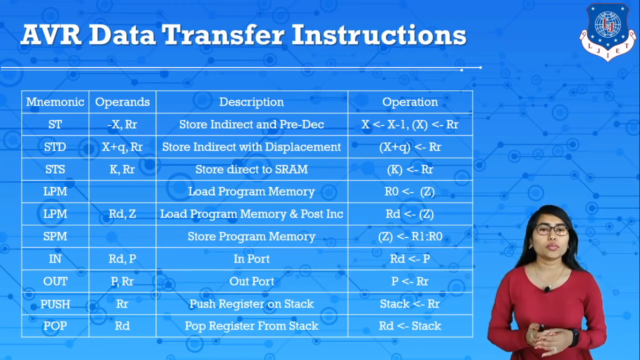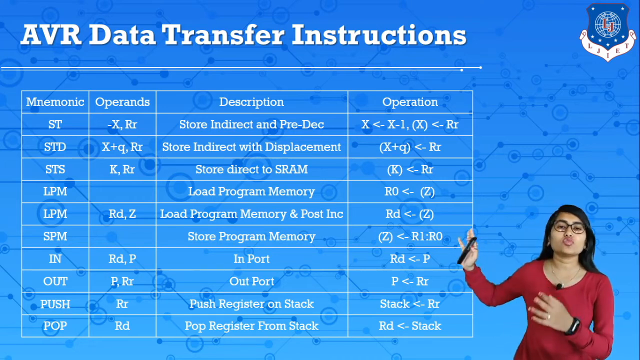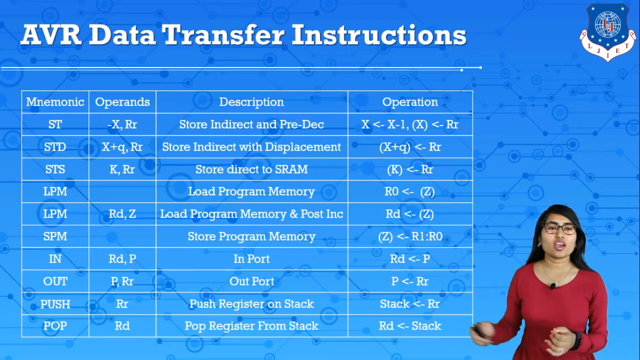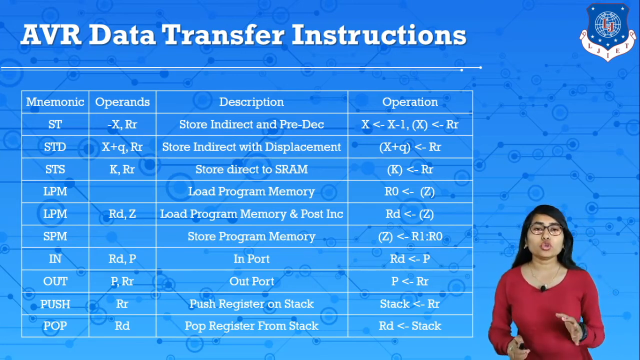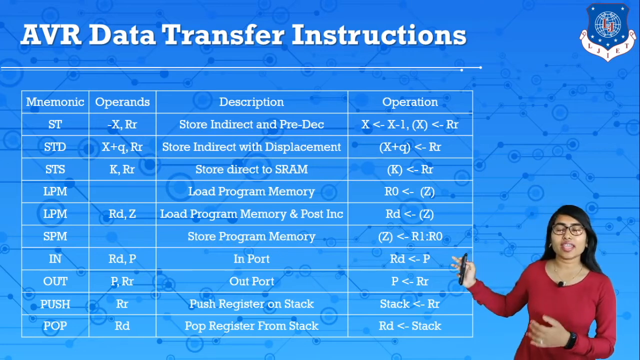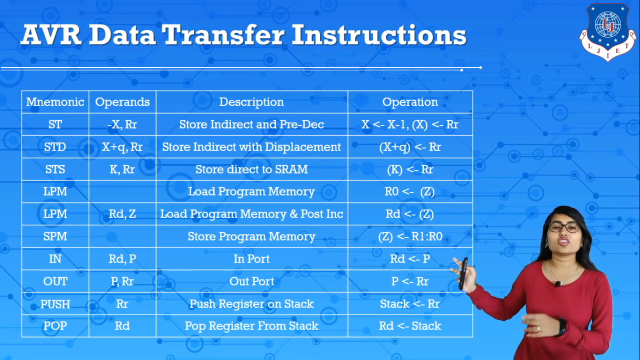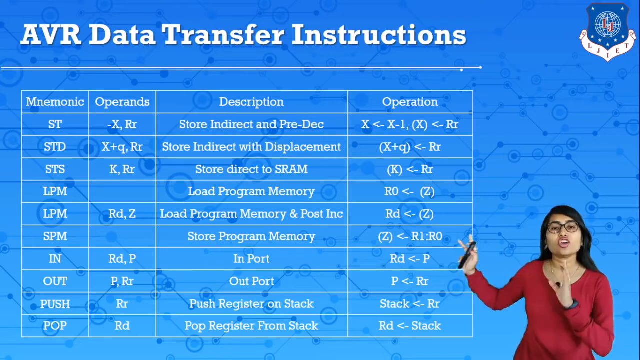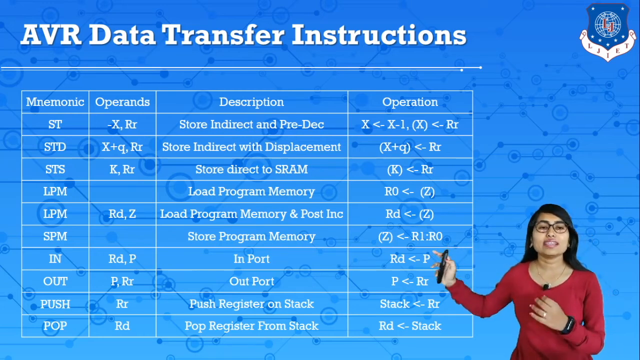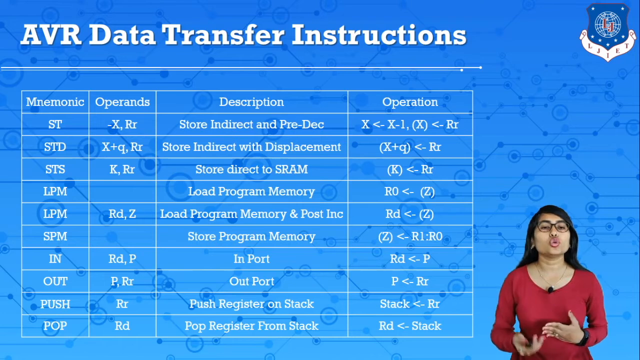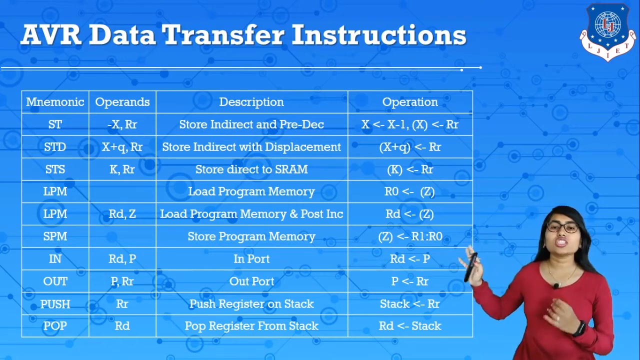For the load program memory, whatever the contents indicated by Z are transferred into the R0 location. Now next there is LPM RD, Z plus. So load program memory and post increment. That operation is Z equals Z plus 1, and whatever data is stored at the location of Z, that data is copied into the RD register. Then SPM is for store program memory. Whatever the content of R1 and R0 is, it is stored at the location indicated by Z.